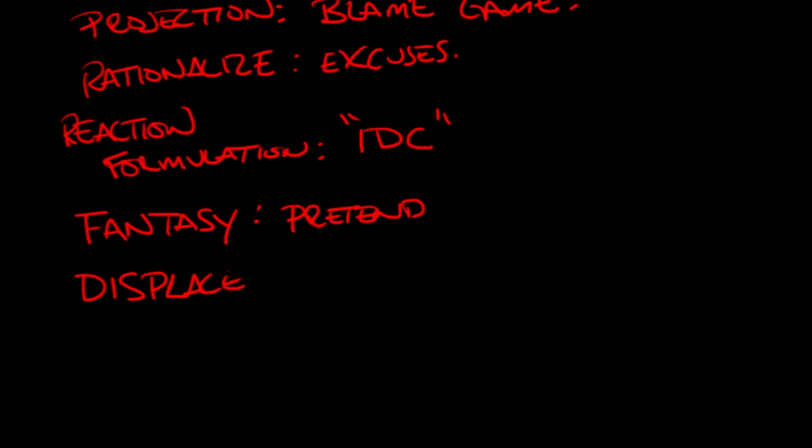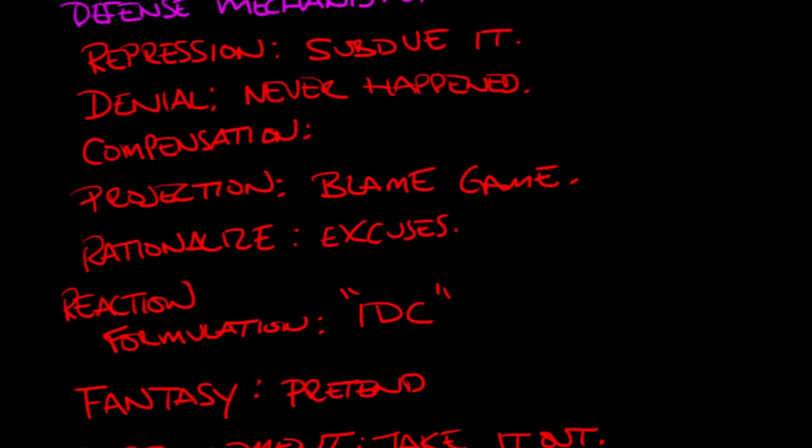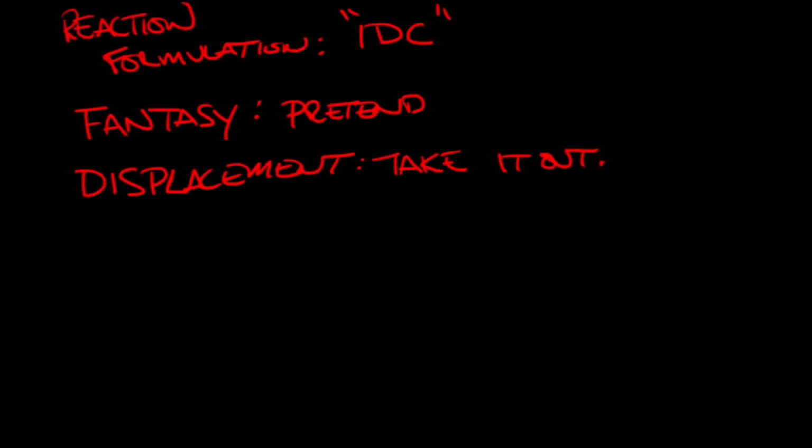Displacement. Displacement is particularly dangerous. This is where they take it out on somebody else. Take their anger out. Take it out on their spouse, on their family, anybody but them. Instead of talking it out with the instructor, they just take it out on other people. So those are our defense mechanisms.